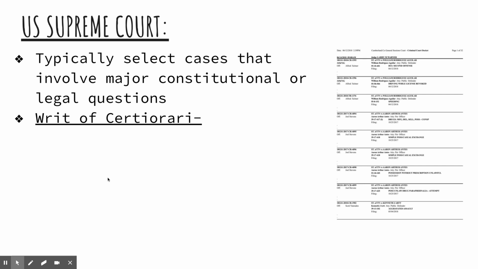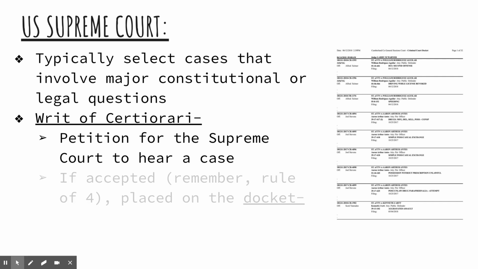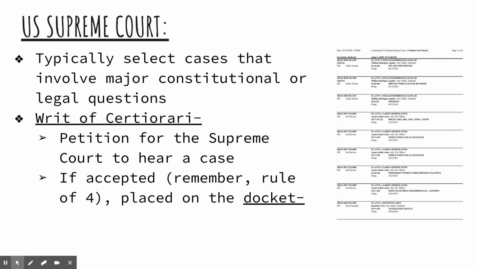Now, in order to get your case before the Supreme Court, you're going to have to petition the Supreme Court with a writ of certiorari. Okay, that is a petition for the Supreme Court to hear your case. And if it is accepted, it will be placed on the docket.